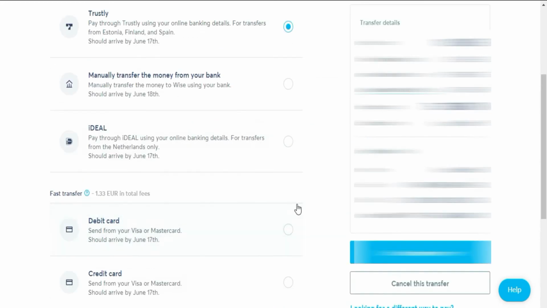Here, simply check that you have entered all the information correctly, and if so, click on Confirm and Continue.